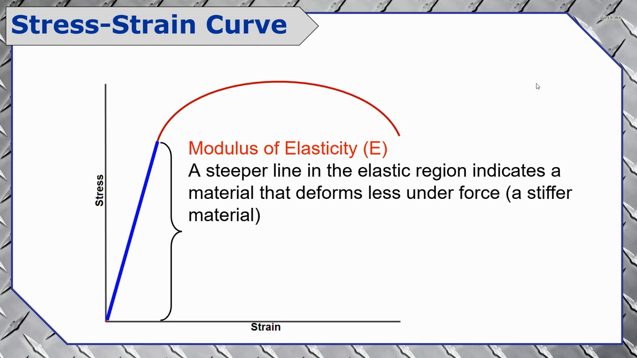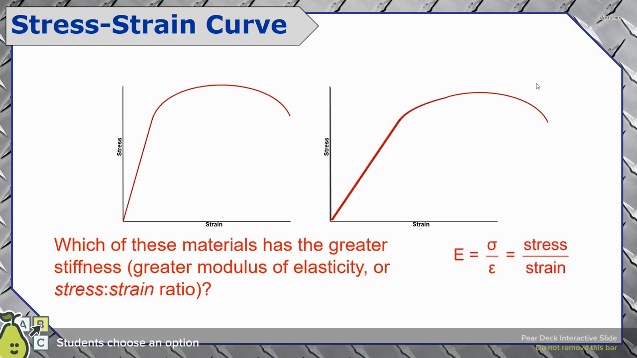Without even considering any numbers, if we're looking at two different sets of sample data that are plotted on the same axes, we can tell a little bit that helps us compare the two materials just by looking at them. If this line is steeper, that indicates a material that is going to deform less under a force. In other words, a stiffer material. And if the line slopes more as stress is applied, then we're looking at a material that is more elastic and able to stretch more as force is applied. So which of these materials has the greater stiffness?